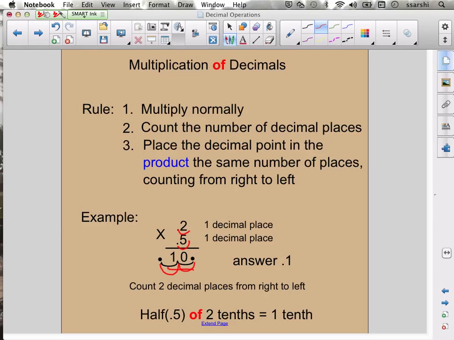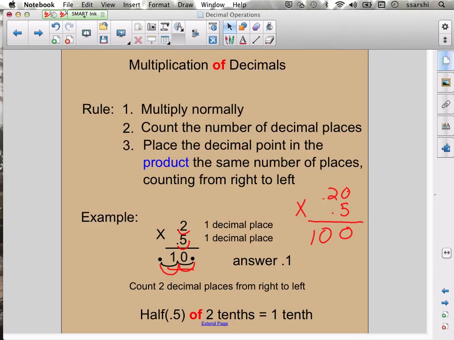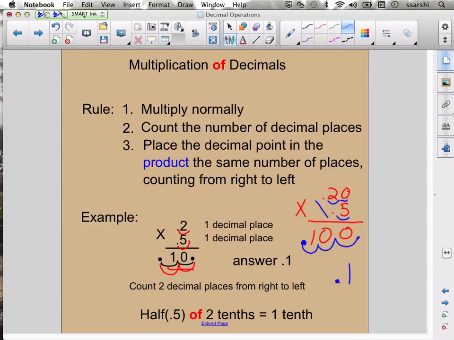If I had a different example where I had 0.20 times 0.5, I would go ahead and go 5 times 0 is 0, 5 times 2 is 10. I then count my decimal places. 1, 2, 3. I start here and I place it 1, 2, 3. And my answer would be 0.1, as we really know that 20 hundredths is the same as 2/10. So in this case, you did not worry about lining up the decimals. You just write the problem.